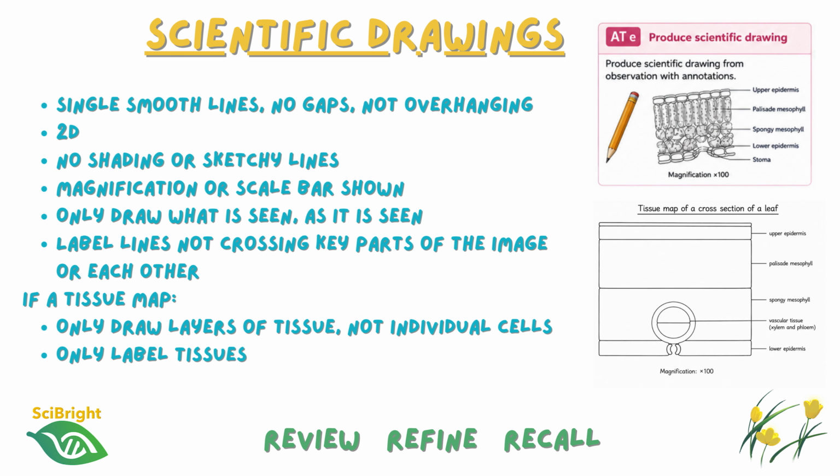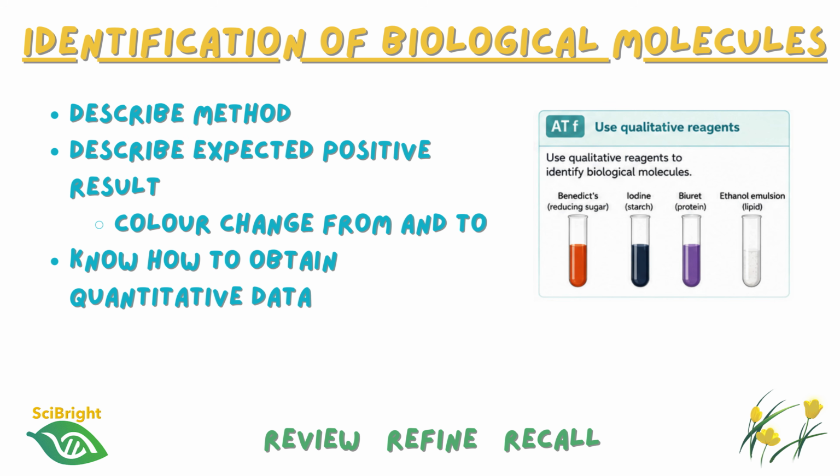ATE requires you to produce scientific drawings from observations with annotations. And there are some fundamental rules for scientific drawings, and you need to know how a tissue map may differ from other drawings. The most common error is not putting a scale bar or magnification on drawings, or the drawing not actually looking like what you are seeing. Scientific drawings should be clear, use single continuous lines, avoid shading, and include appropriate labels and magnification where possible.